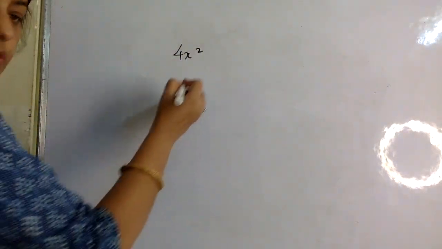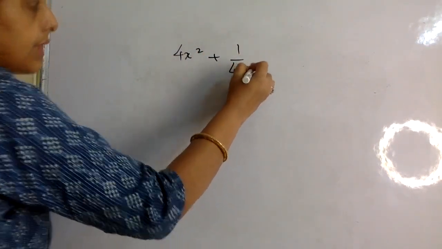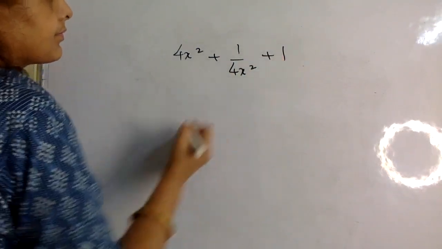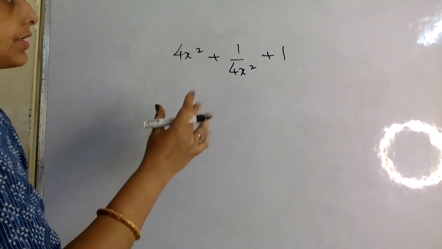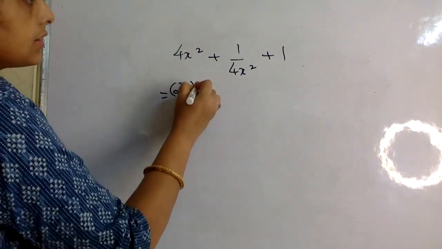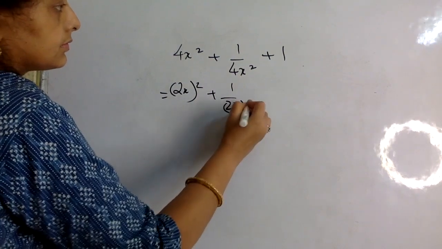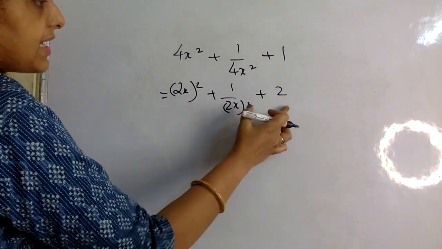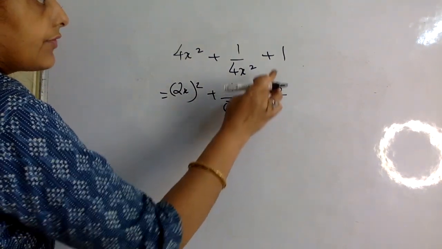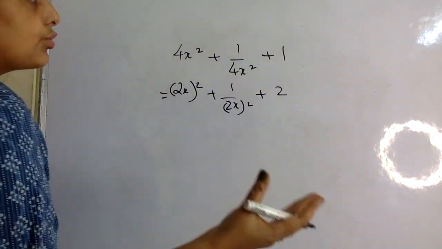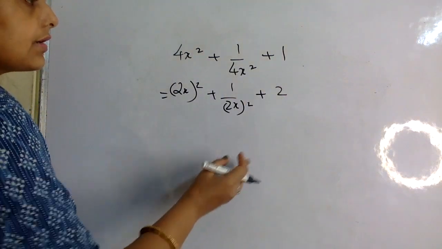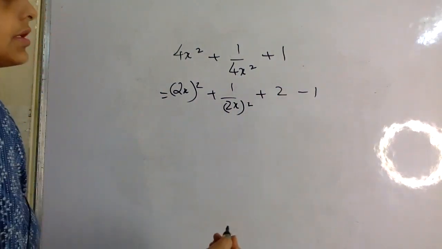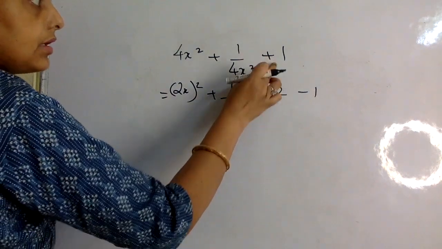4x square plus 1 by 4x square, and then after that a plus 1. Now this also does not fit into any identity. What we can do is write it like this, and then put a plus 2, because my expansion requires a plus 2. I have added 1 to it. I can't do it in any expression. I can't suddenly add 1 simply because I need it, so I will take away 1. So on simplifying this, I get back my plus 1.